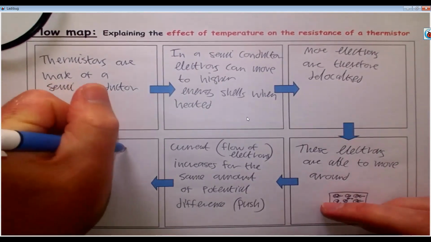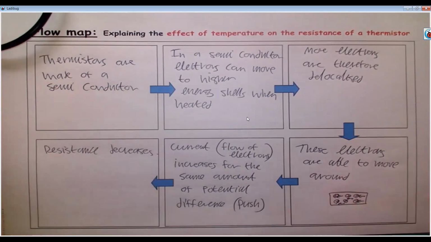Resistance decreases. So say, for example, a thermistor in an oven, when temperatures get higher, some of the electrons move up energy shells in the thermistor. They become delocalized. They're able to move through the material, and that increases the amount of current that can flow. And that could be the increase in current needed to switch on, say, a light or a fan in the device.